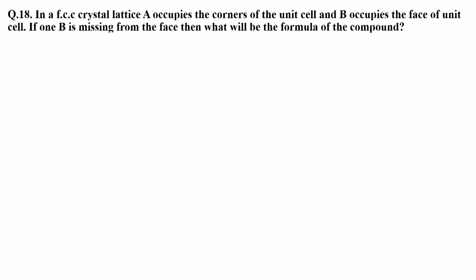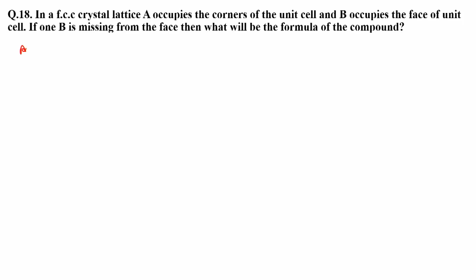Next, we discuss problem number 18. It says, in a FCC crystal lattice, A occupies the corners of the unit cell and B occupies the face of the unit cell. If one B is missing from the face, then what will be the formula of the compound? This is an interesting problem. So, the crystal is a face centered cubic crystal.